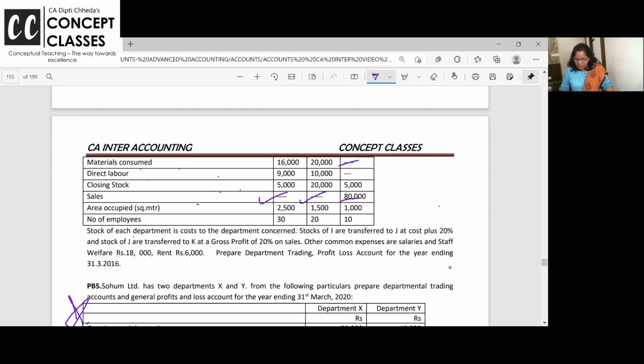Stock of each department is transferred to another department. I is transferring the goods to J at cost plus 20%. J is transferring to K at profit of 20% on sales or 20% on cost. See this. Other common expenses are given. Prepare a trading and P&L account for the departments.